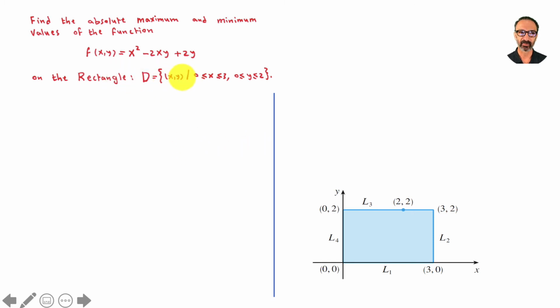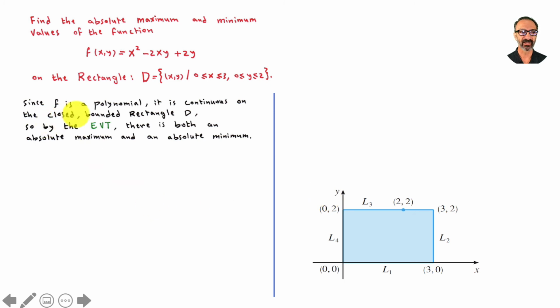My domain is being described right here, where x is greater than or equal to 0 and less than or equal to 3, from 0 to 3 including both, and y from 0 to 2 including 0 and 2. So it's this rectangle including the boundary, so it is closed. Since f is a polynomial, it is continuous on the closed bounded rectangle D. So by the EVT, there is both an absolute maximum and an absolute minimum. It guarantees that.